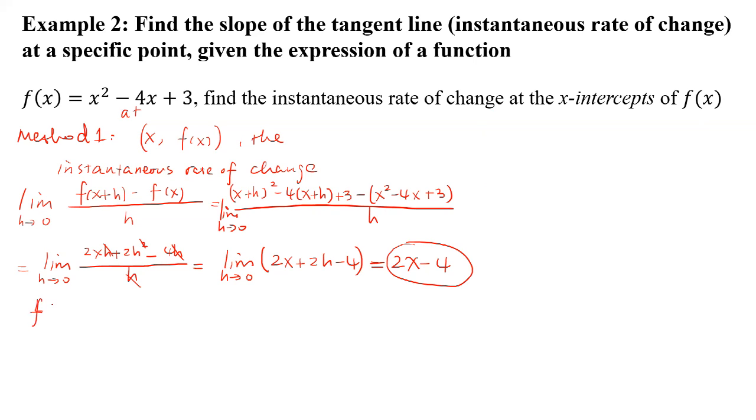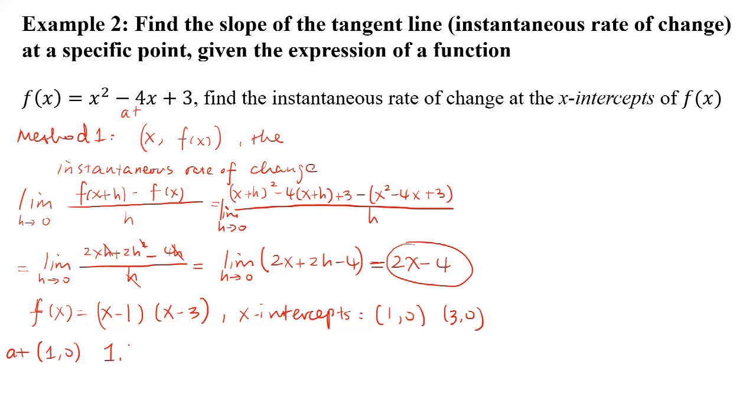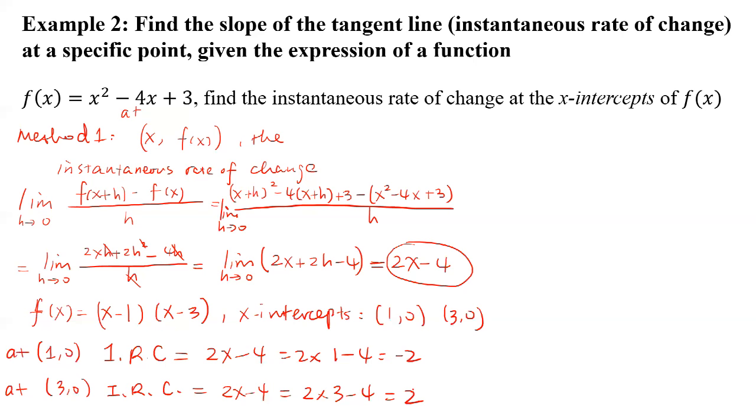We note that we can factor f(x) into (x - 1)(x - 3). So the x-intercepts are (1, 0) and (3, 0). At the point (1, 0), the instantaneous rate of change is 2x - 4. Then we can put x being 1 into this equation, which is 2 by 1 minus 4, which is -2. And at the other point (3, 0), the instantaneous rate of change equals 2x - 4, and this time x is 3, so 2 by 3 minus 4, which is 2.